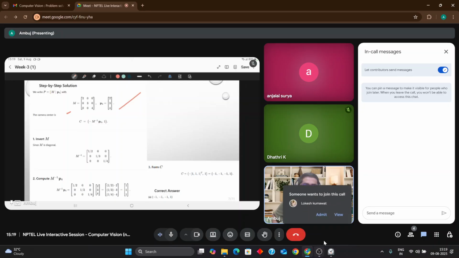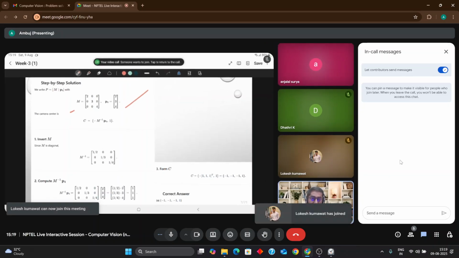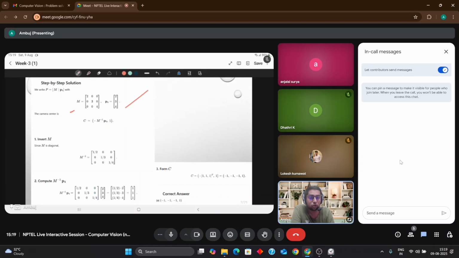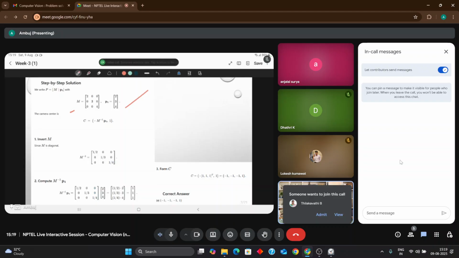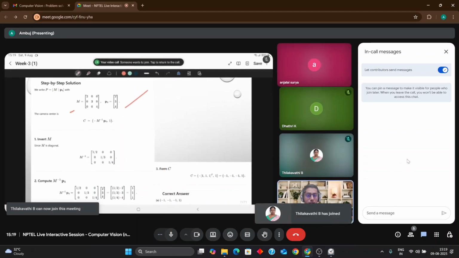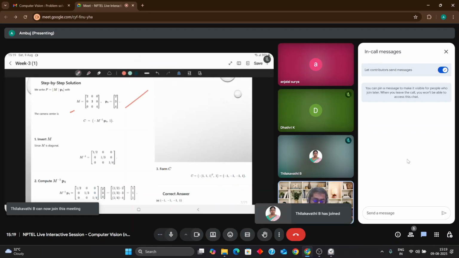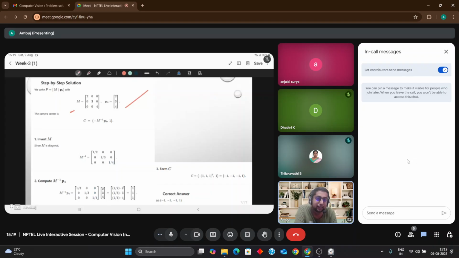Now try to see what the camera center C is. C is nothing but negative of M inverse P4. I have already shown you that. So we have already extracted M as a matrix. Since M is a diagonal matrix, it only has elements on the diagonal. And you already know from your class 12 that if a matrix A is there, then A into A inverse is equal to the identity matrix.